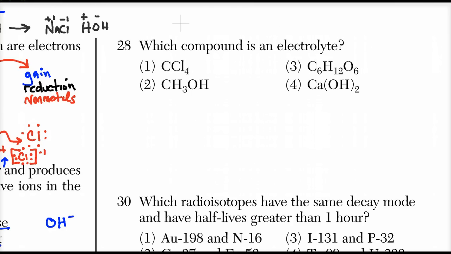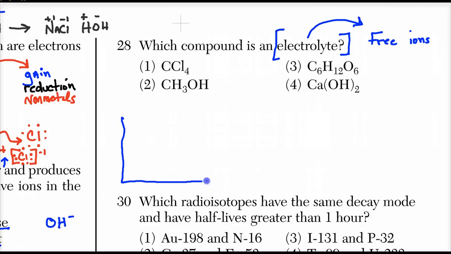Number 28, which compound is an electrolyte? Okay, electrolytes are things that, dissolved in water, conduct electricity, and this is due to free ions. So anytime you have ions that are free in solution, these ions conduct electricity. Now you may say, well, why? I think understanding why helps us understand and remember.